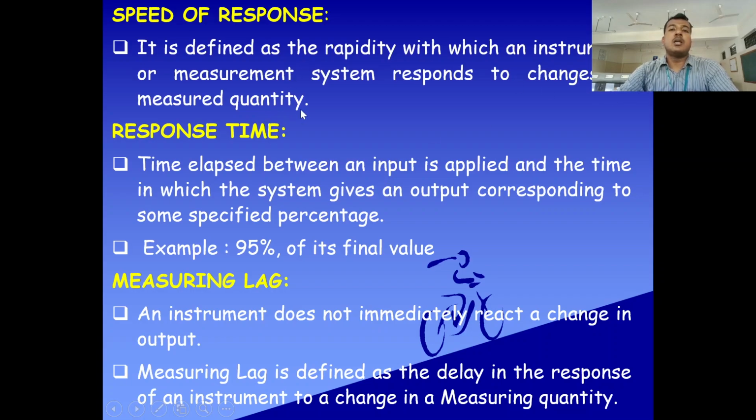When somebody touches us, we are able to feel that immediately. That is what is called the speed of response. The second one is the response time: the time elapsed between an input being applied and the time at which the system gives an output corresponding to some specified percentage, for example, 95 percent of its final value.